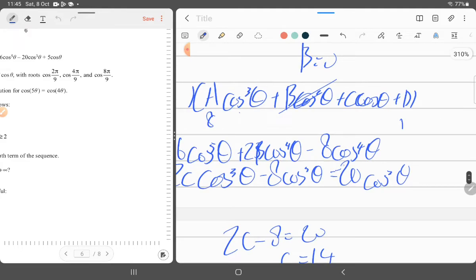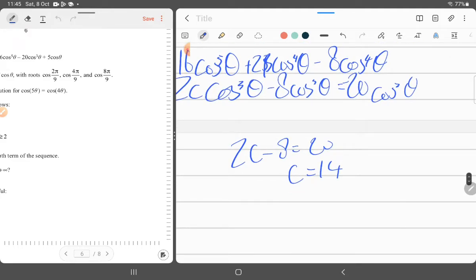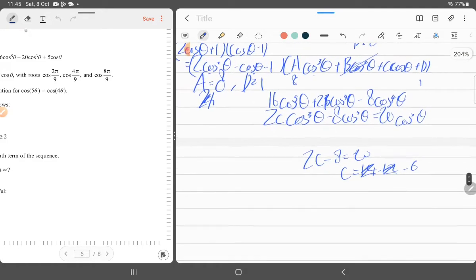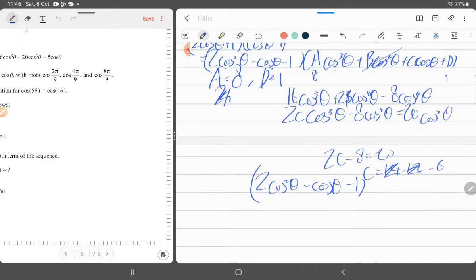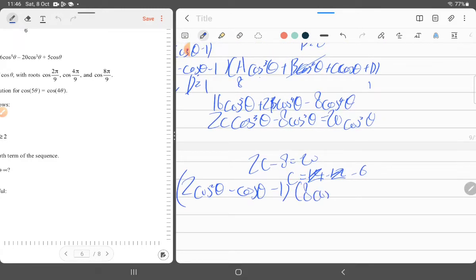No, this is minus 20. Minus 20 minus... oh no, this, no, minus 6. So 2 cosine squared, take away cosine theta, take away 1, 8 cosine cubed theta plus b is 0, take away 6 sine theta plus 1 is equal to 0. Okay.